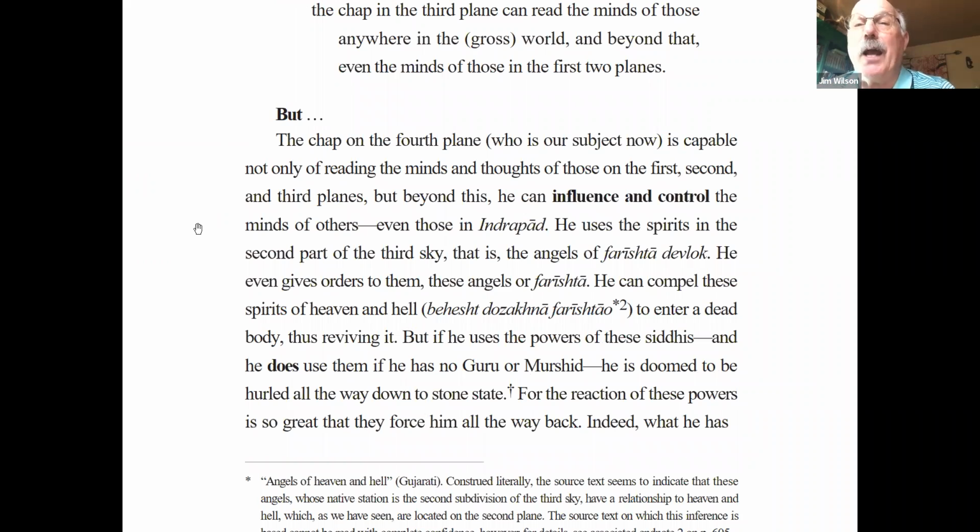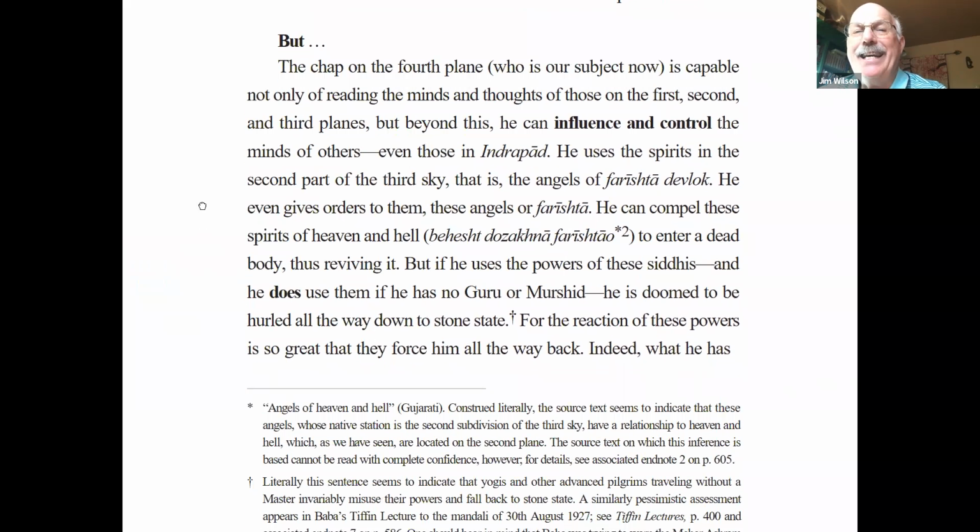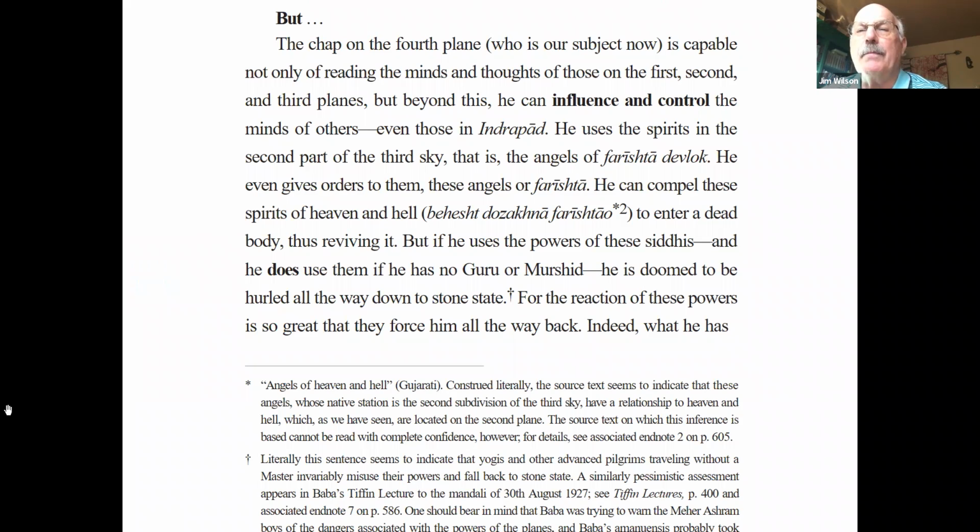But the chap on the fourth plane, who is our subject now, is capable not only of reading the minds and thoughts of those on the first, second, and third planes, but beyond this, he can influence and control the minds of others, even those in Indrapad. He uses the spirits in the second part of the third sky, that is the angels of Farshta Devlok. He even gives orders to them, these angels or Farishtas. He can compel these spirits of heaven and hell.